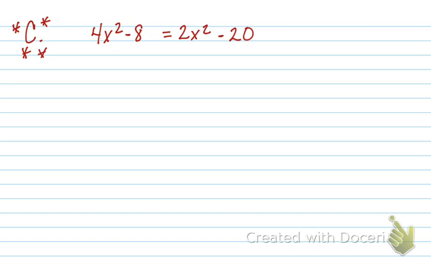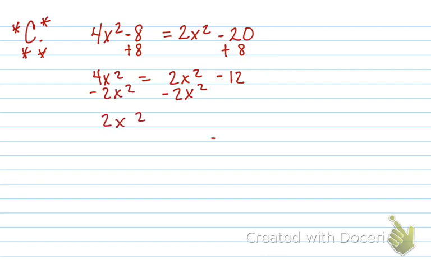On this one, I want to get the x squareds alone, so I've got to move some things around, and I want the numbers alone. So plus 8, I end up with 4x squared is equal to 2x squared minus 12. Then I want to get the 2x squareds over. So I have all my x squareds on one side and my numbers on the other side. Now I want to get my x squared alone. So I end up with x squared is equal to negative 6.